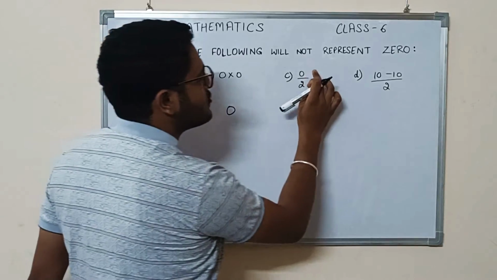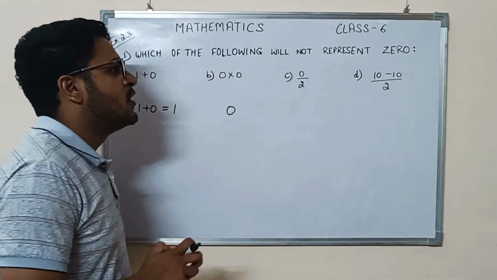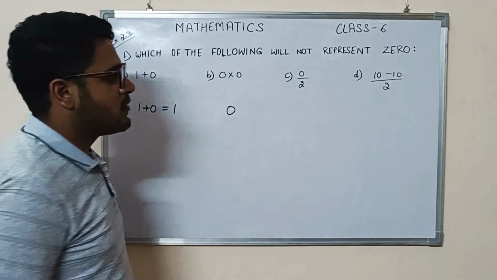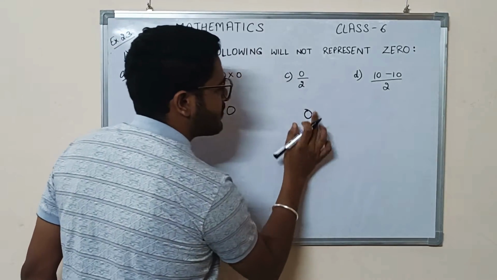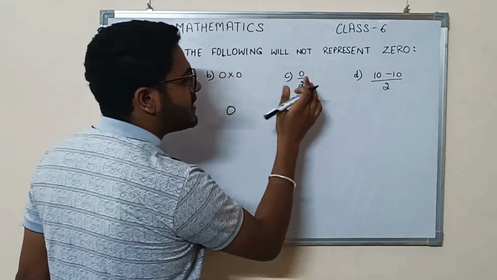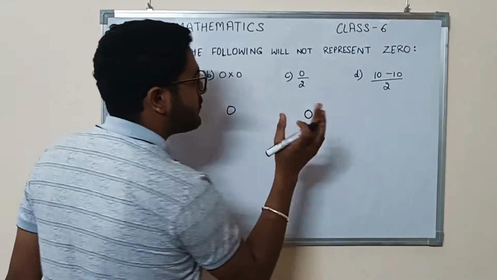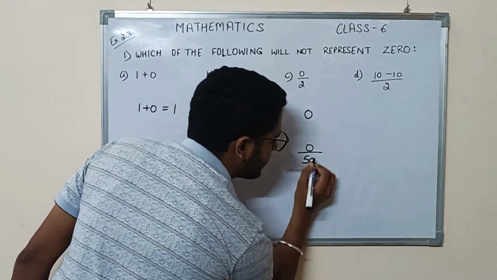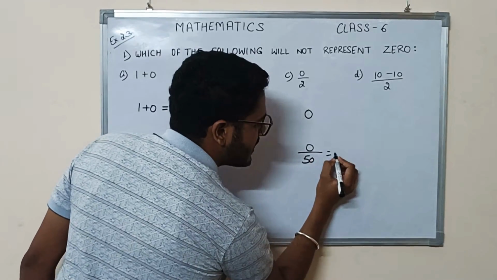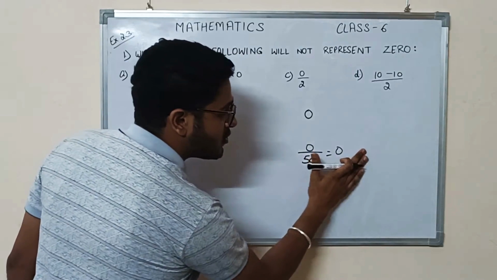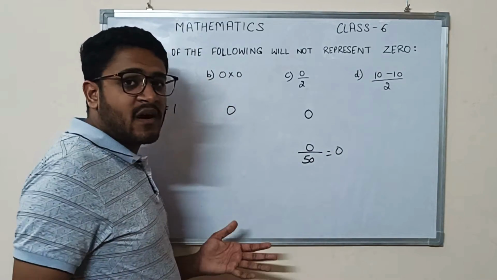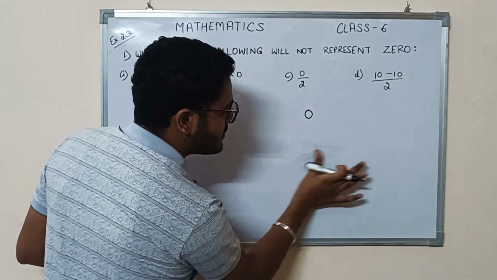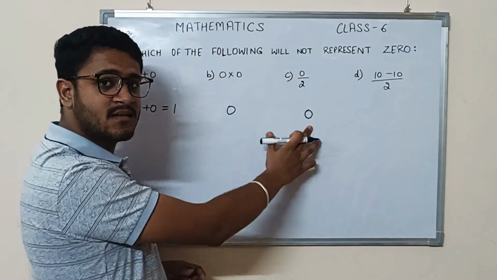Let's come to the third part, 0 divided by 0. If we divide 0 by any number, the result is again 0. 0 when divided by any number will give us 0. For example, 0 divided by 50 is also 0, because we can't divide 0 into any parts, since it is already 0. So whenever we divide 0 by any number, the result is 0.